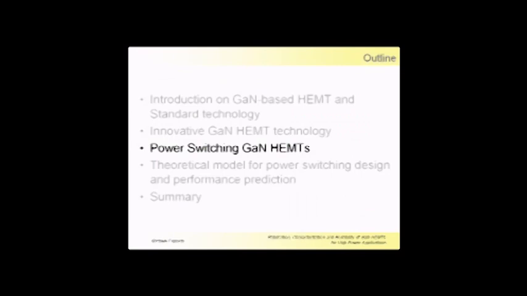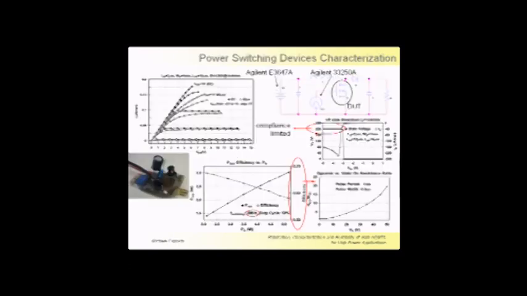The new topic is the power switching GaN HEMT. For RF applications, this technology is already at an industrial stage, but not yet for power switching applications. So we developed a power switching measurement setup just to be able to evaluate the power performance in hard switching condition using a DC-DC boost converter.